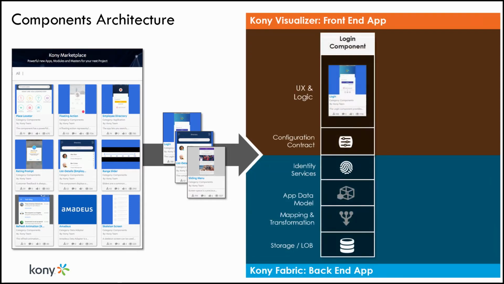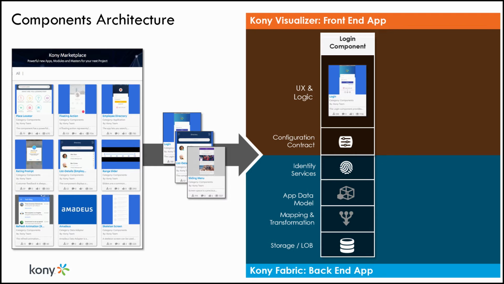Kony App Platform components include the front-end user interface and logic, along with a configuration contract. This configuration contract exposes business properties to the end user, making it easy to set up and configure an application with as little code as possible. In addition, the component includes all of the associated Fabric middleware services necessary to make the component function end-to-end.